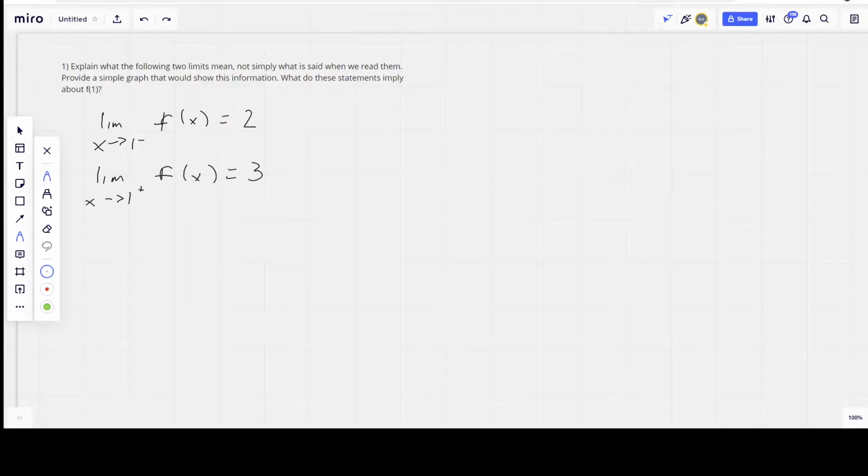On to question number 1. Explain what the following two limits mean, not simply what is said when we read them. Provide a simple graph that would show this information. What do these statements imply about f of 1?